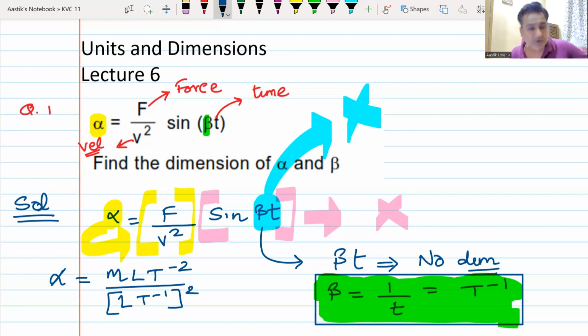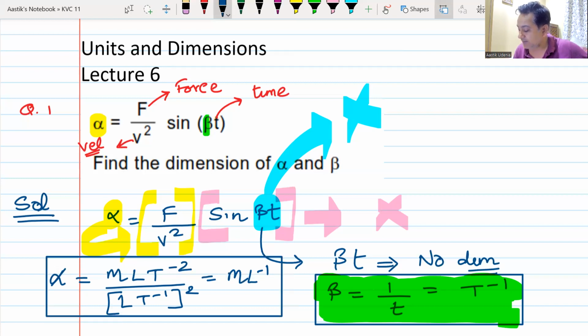So this will be the dimension of alpha, because dimension of alpha has to come from this equation. The pink part does not have any dimension, so the dimension has to come from the yellow part. Yellow part, we know all the quantities, and now we can simply solve it and get the dimension of alpha, and we will get it as M L minus 1. T will cancel out, so this is the answer to the yellow puzzle. The dimensions of alpha are M L minus 1. Do we understand this? Yes or no?